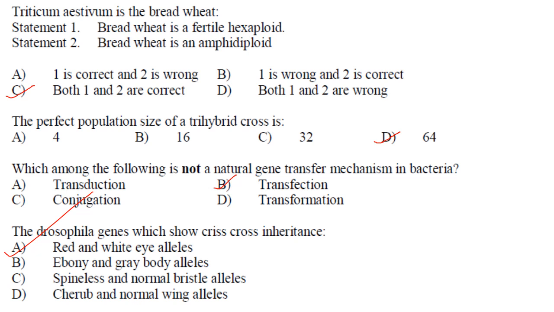Then the Drosophila genes which show crisscross inheritance. So what is crisscross inheritance? That is a character from the father goes to the daughter and then from the daughter to the grandson in the next generation. That is called crisscross inheritance, as you see in many X-linked diseases. So in Drosophila it is red and white type alleles. Answer is option A.